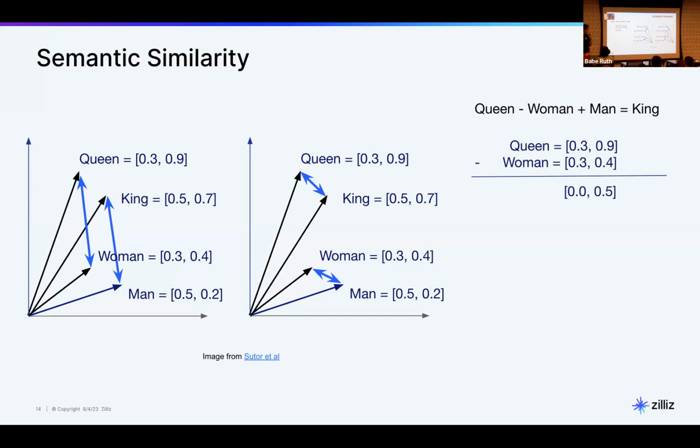So queen is 0.3, 0.9. Woman is 0.3, 0.4. You subtract these, you get 0.0, 0.5. So this probably means something like royalty. Okay, so you add the word man. Man is 0.5, 0.2. And what do you get? You get 0.5, 0.7, which just so happens to be king, right?